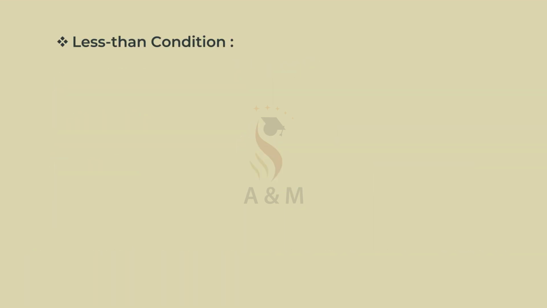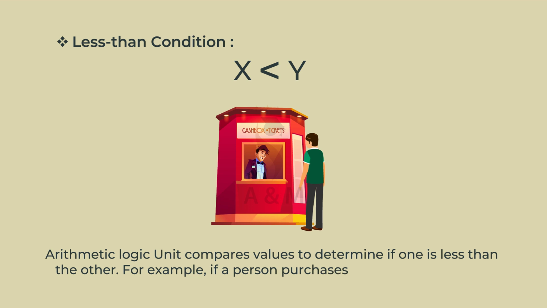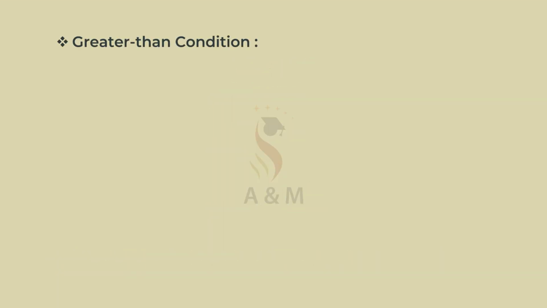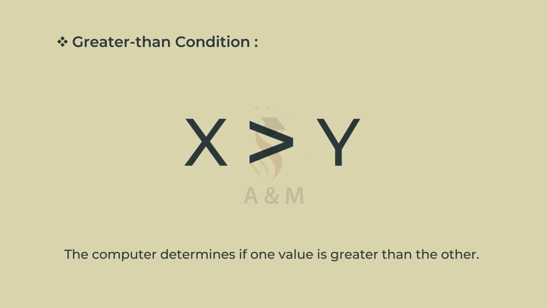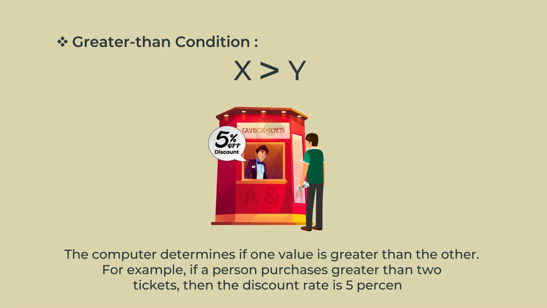Second condition is the less than condition. Arithmetic logic unit compares values to determine if one is less than the other. For example, if a person purchases less than 2 tickets, then no discount rate is given. Third condition is the greater than condition. The computer determines if one value is greater than the other. For example, if a person purchases greater than 2 tickets, then the discount rate is 5%.